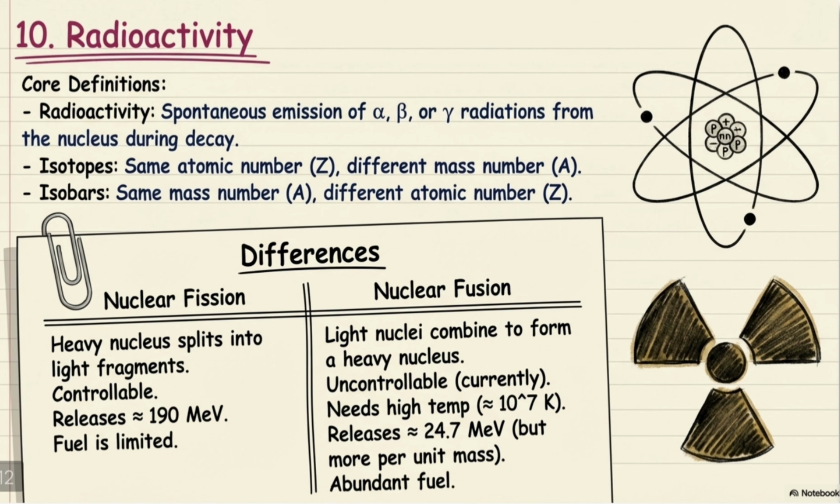Now an important difference: nuclear fission. A heavy nucleus splits into smaller nuclei. Nuclear fusion: 2 light nuclei combine to form a heavier nucleus. Fusion releases much more energy but requires extremely high temperatures.